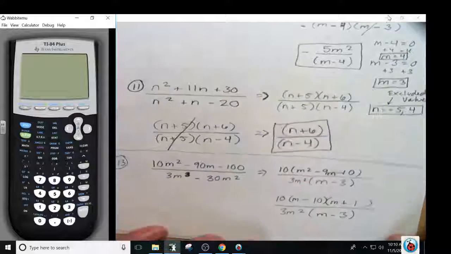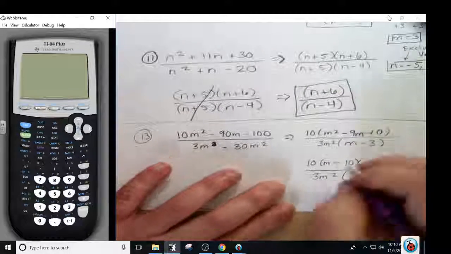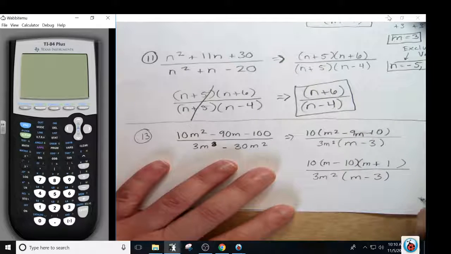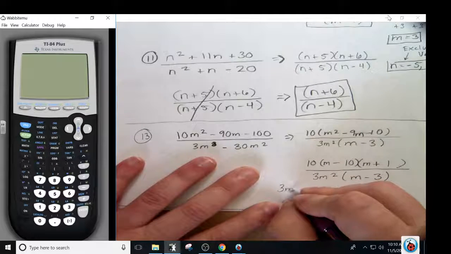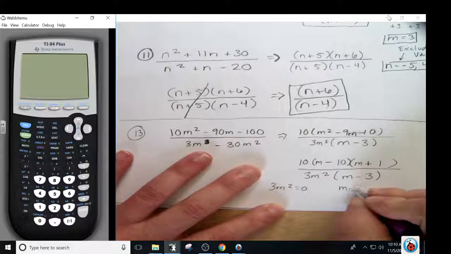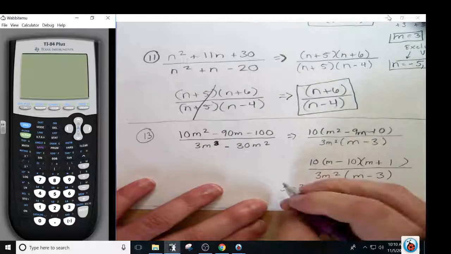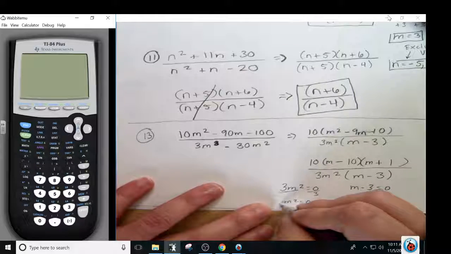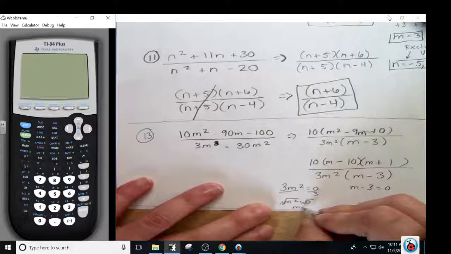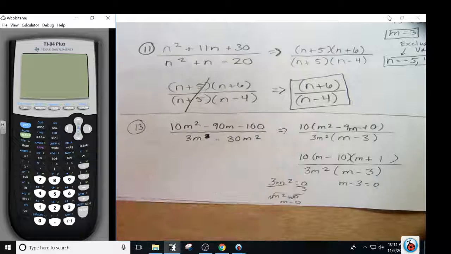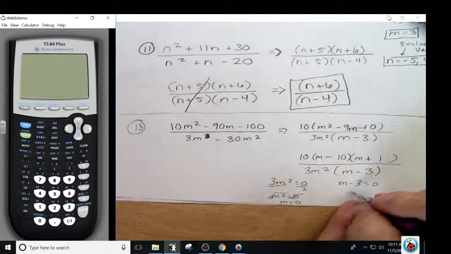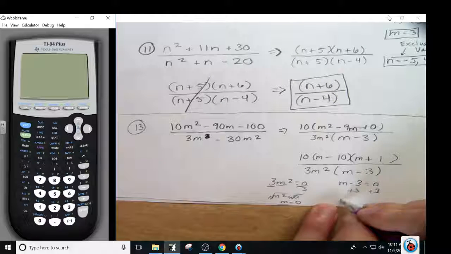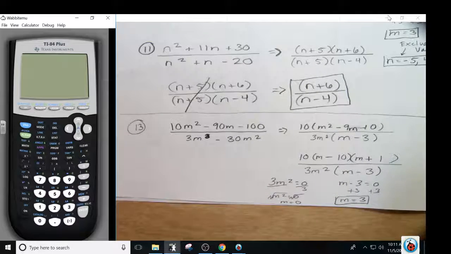Now we need to get our excluded values. Anything with the variable needs to be set equal to 0. So 3m squared equals 0, and m minus 3 equals 0. Now that's going to be divide by 3. M equals 0 is one of my excluded values. And then if I add 3 to both sides here, that's m equals 3. Does everybody understand how we got our excluded values there? You good, Brooke? Okay.